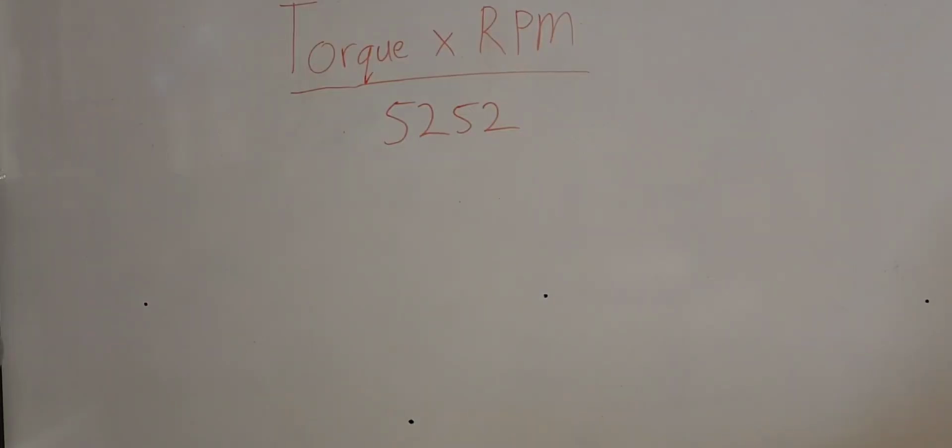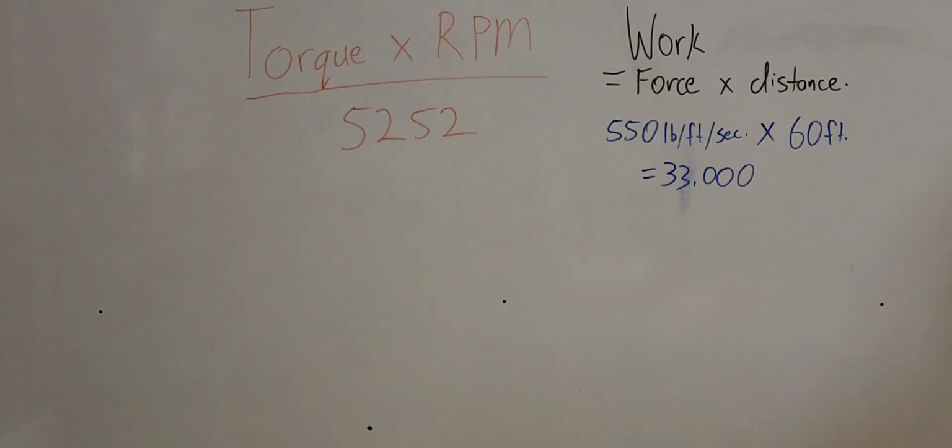This is the formula for horsepower, and we all know that it was derived by James Watt in his experiments. But I'm going to take this apart and show you the importance and how he got to this formula. On the right is the formula for work, which is a force applied over a distance.